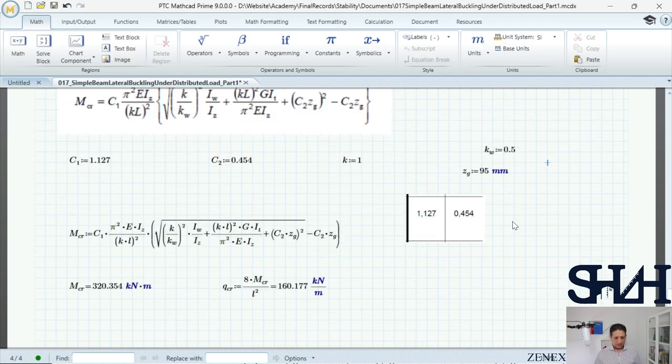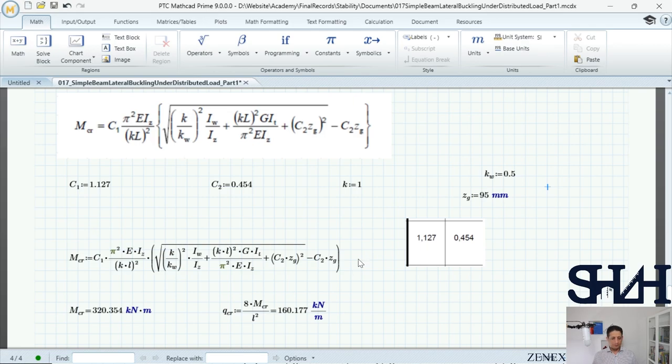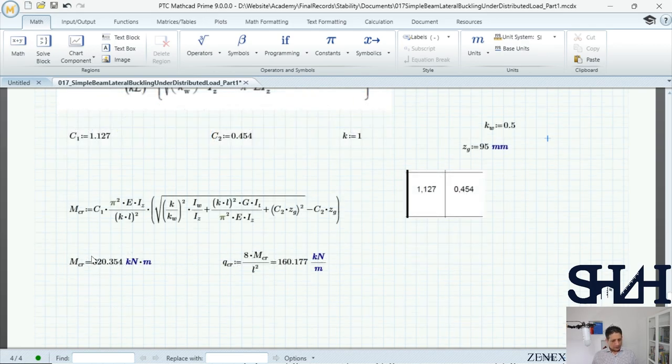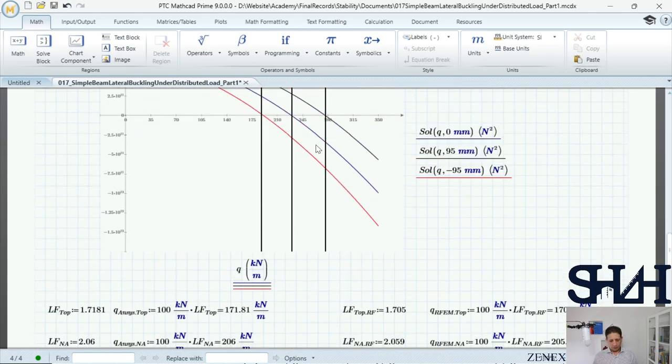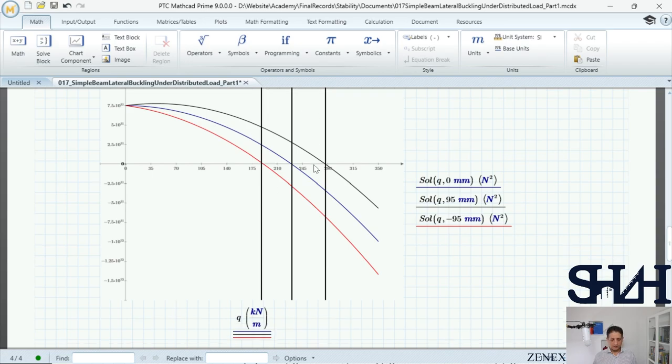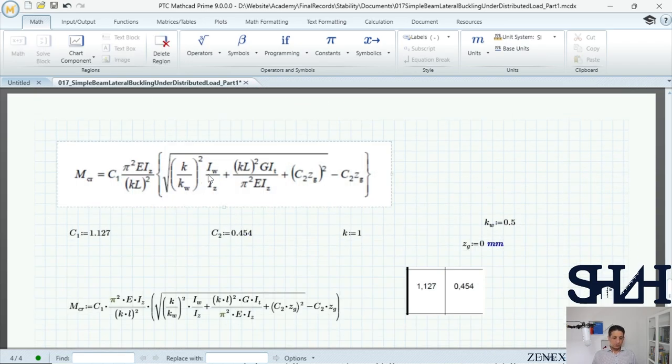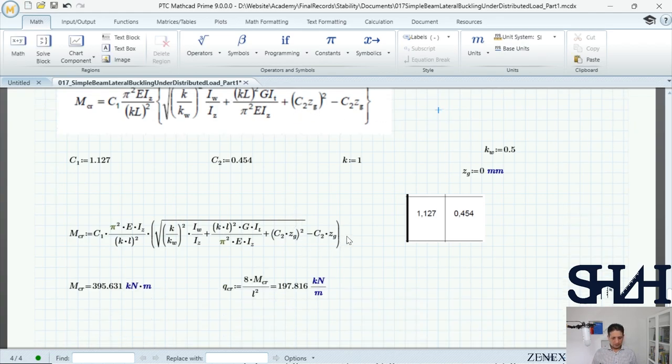Here we can see that the given equation now has a better or closer value to what we got also from the ANSYS model. So here we can see that the critical moment is changed to 320 with Q critical of 160. If I change this ZG to 0 millimeter, then it will be 198. Here we can see that it was 206, and with our calculation, it was about 230. So as far as this is going to be used widely for many questions, it should be more conservative, and we can see that it is.